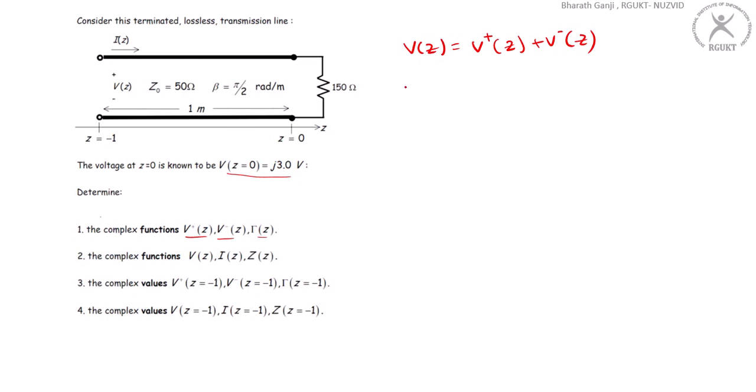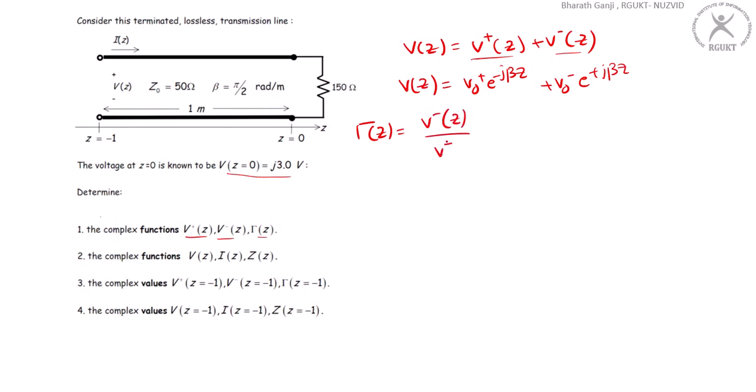Okay, so which is what we have written as v naught plus into e power minus j beta z plus v naught minus into e power plus j beta z. So they are asking you what are these equations. And what is the reflection coefficient? The reflection coefficient is nothing but the reflected wave at any point, the backward wave, divided by the forward wave, right?